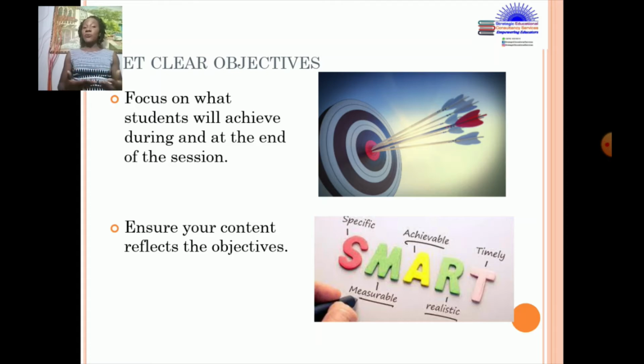But if you set out with 4 or 5 and you just hurry through it, you're going to find that when you get to the evaluation, when you're giving the students an assessment or a quiz, they're not going to be doing well because you'd have rushed through the content. Right? The second part of setting clear objectives is that you have to ensure that your content reflects the objectives.